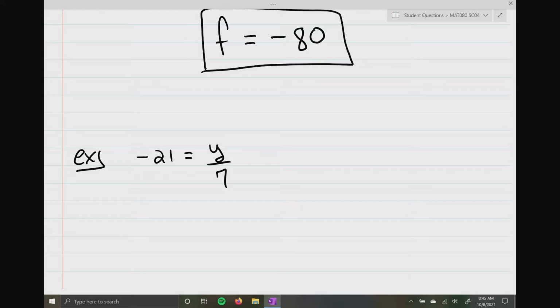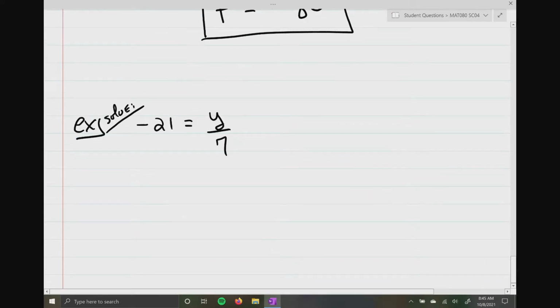So we have negative 21 equals y divided by 7. All right, we know we're solving because there's an equal sign there. Maybe I should have written that here. Solve. All right? Does it fit the form that we just learned? Yes or no? Yes. Absolutely it does. So I'm going to multiply both sides of my equation by what? 7. 7. So on the left-hand side, I'm going to put a 7 out front. On the right-hand side, I'll put a 7 out front.